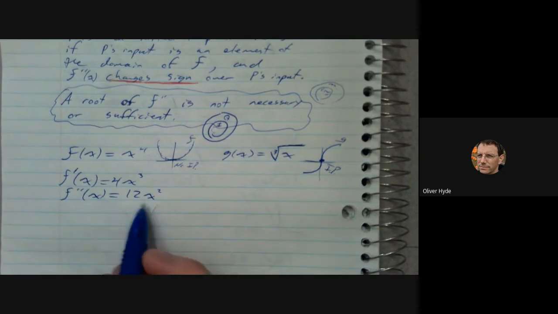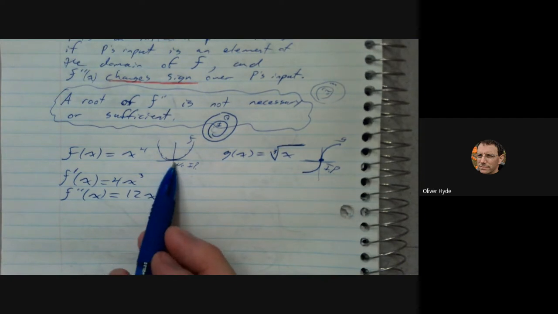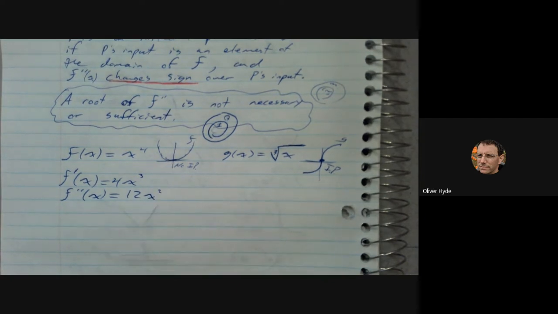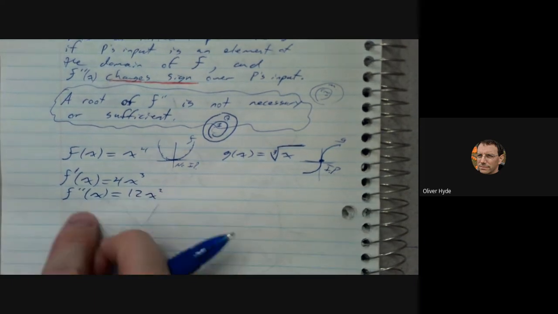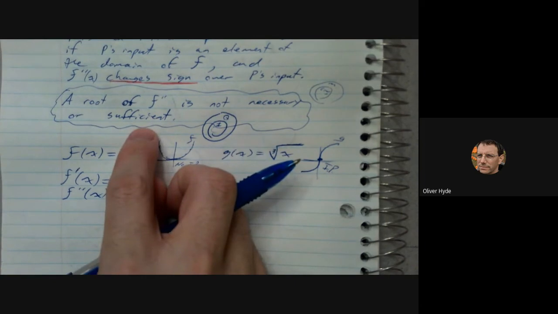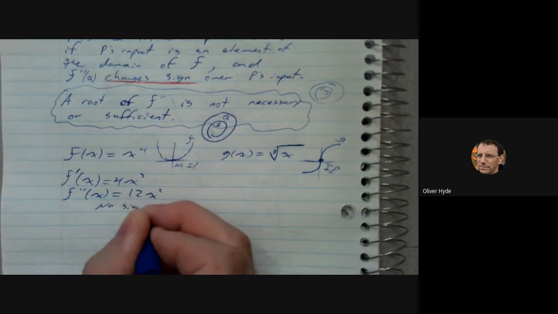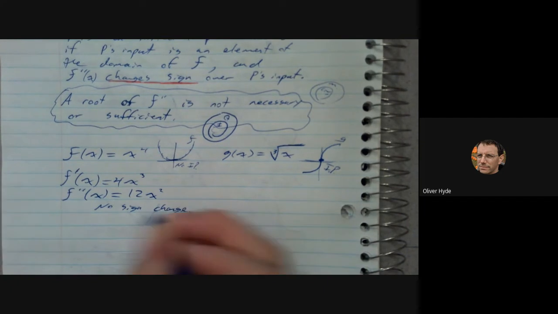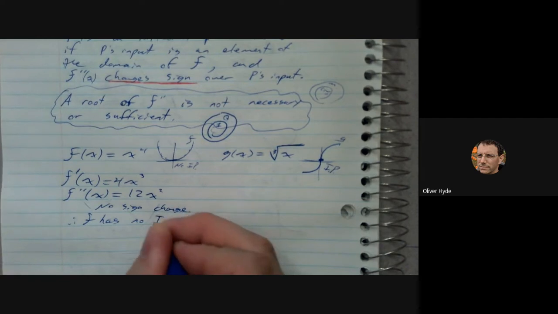Notice that f double prime of x has a root when x equals 0. But why would I expect there to be an inflection point at x equals 0? So when I ask you to find inflection points, I do not want you setting f double prime of x equal to 0. It's not necessary for you to have an inflection point, and it's not sufficient. So don't do it. I want you to analyze the sign. I think you could just say here that there is no sign change to f double prime. Therefore, f has no inflection points.